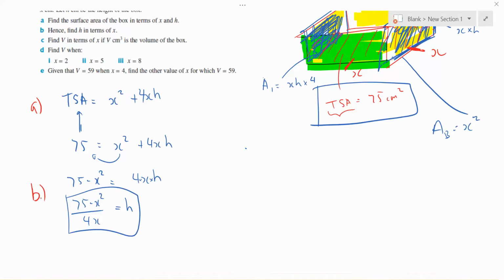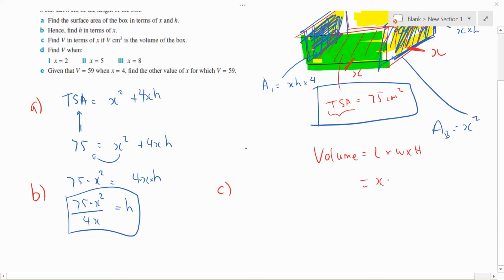Now I've got my part A, part B, and now it says C, find the V, which is the volume of the box. Now we know the volume of a box has always been length times width times height, for that particular box anyway, that's a square-based box. So in our case, our length we already know was x. Our width we also know was x. And our height, well, we didn't know, so we called it h.